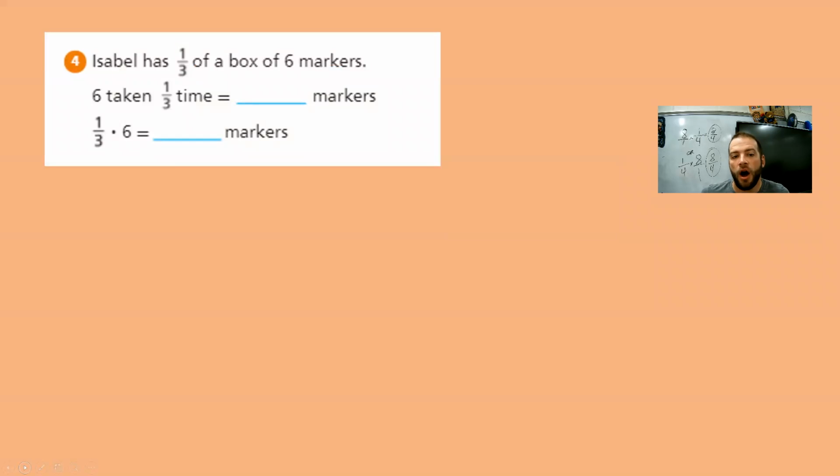Isabel had 1/3 of a box of 6 markers. She did have that same box, but she only had 1/3. Now that's a jip. She needs to go get her money back, right? So we need 1/3 of 6. That answer is 6/3, right? And 6/3 is equal to 2. So therefore, she has 2 markers.